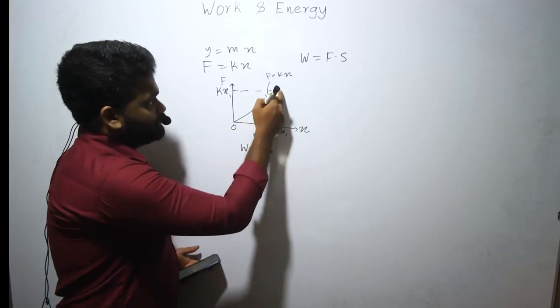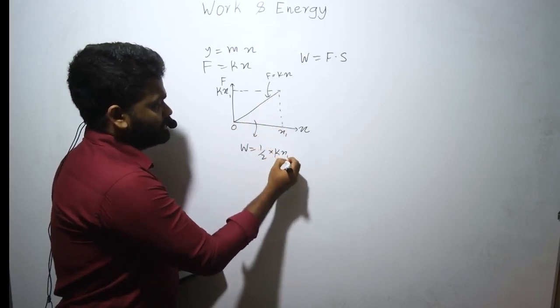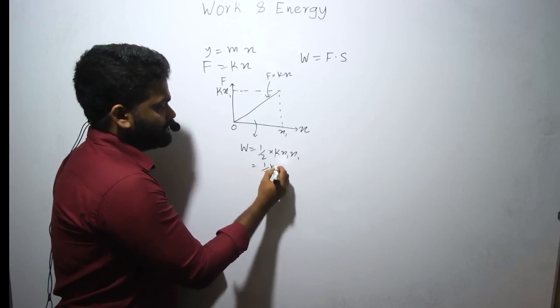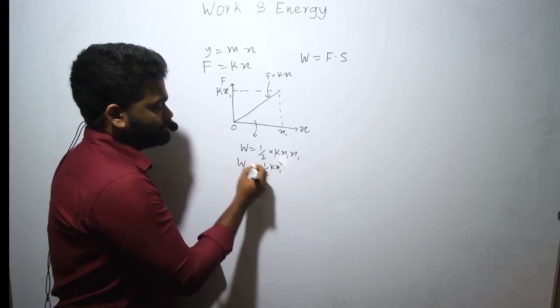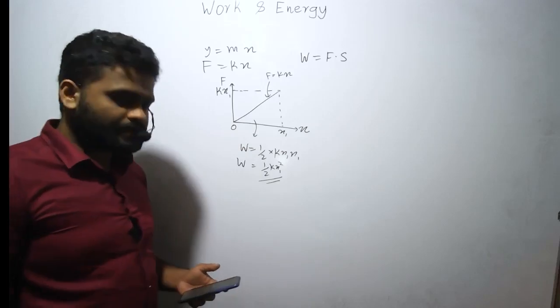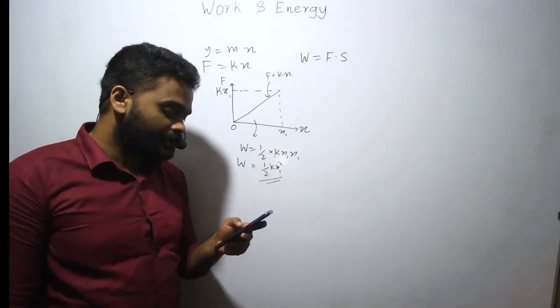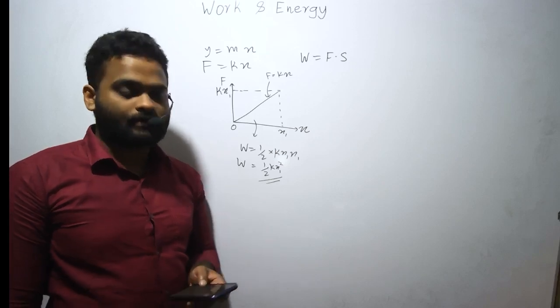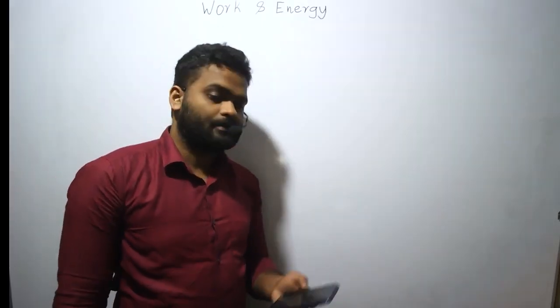Triangle, half, height is kx1, this length is x1. So half kx1 squared. So that is the work done, right? That is the work done. So the answer should be the third one, right? kx1 squared divided by 2, right?